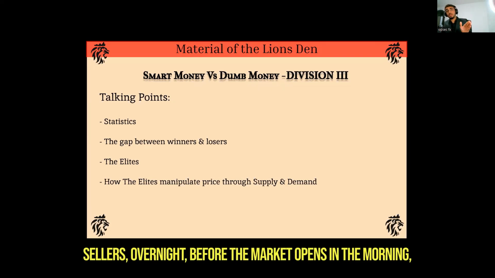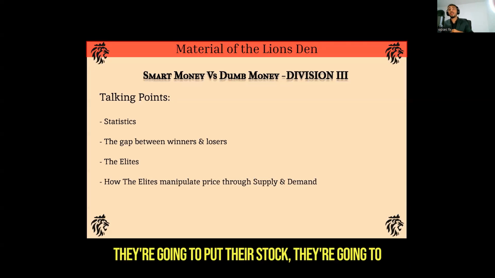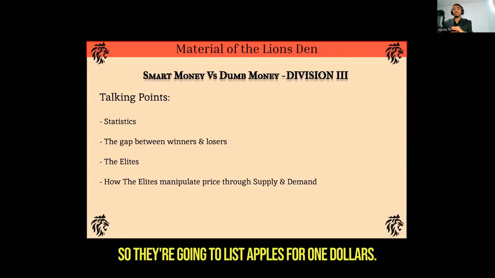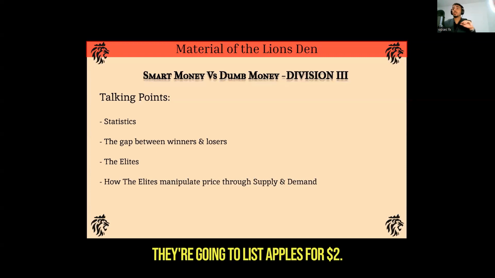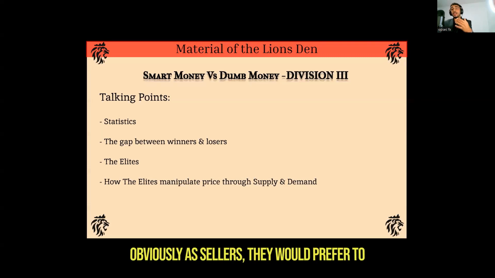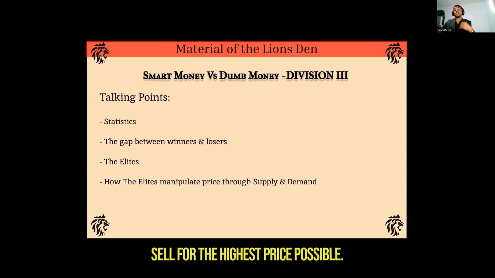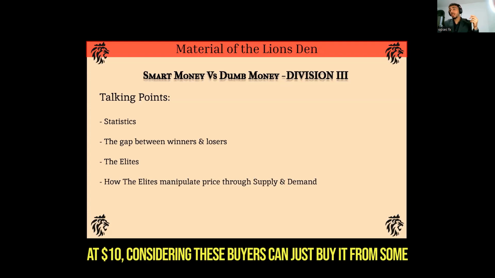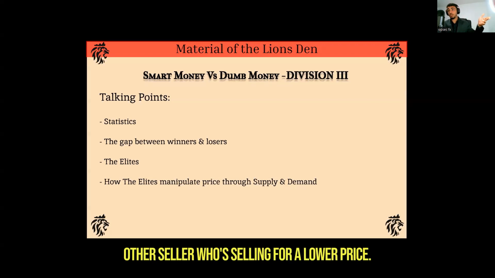Sellers overnight, before the market opens in the morning, are going to list their stock for sale on these shelves. So they're going to list apples for $1, for $2, for $3. Obviously, as sellers, they would prefer to sell for the highest price possible. But if they list it at $10, there's a very low likelihood that there's going to be any demand at $10, considering buyers can just buy it from some other seller who's selling for a lower price.